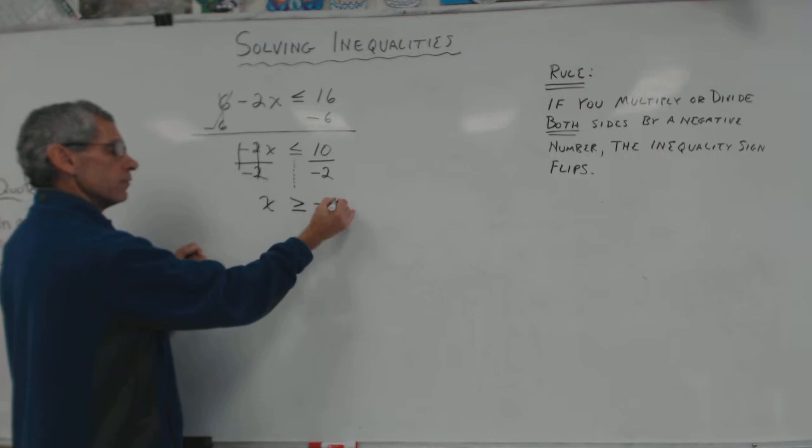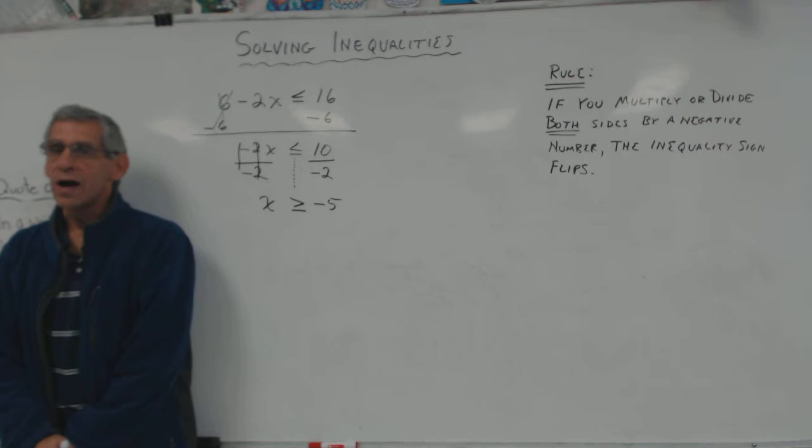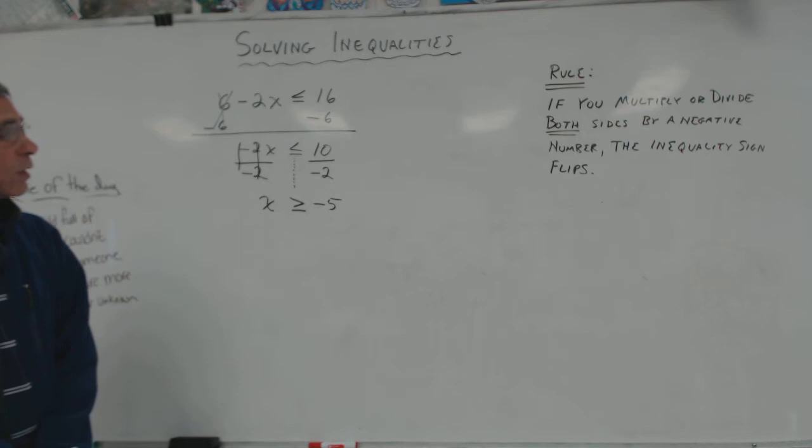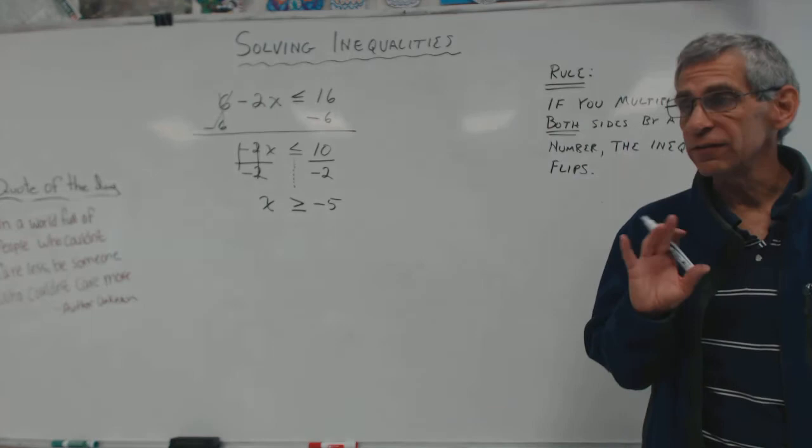Now, the question is, why does it flip? Does anybody have any idea? Oh, because you switch which side the negatives are on. In a way, you're dividing exactly when the negative's over here. When you add and subtract with inequalities, it doesn't affect a thing. The sign, the inequality sign, stays the same.